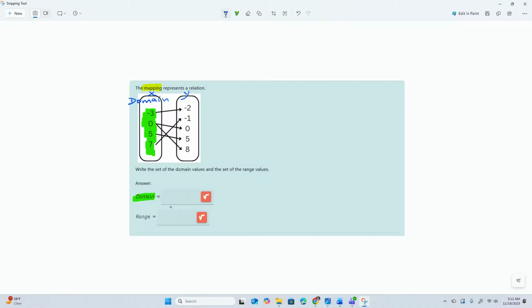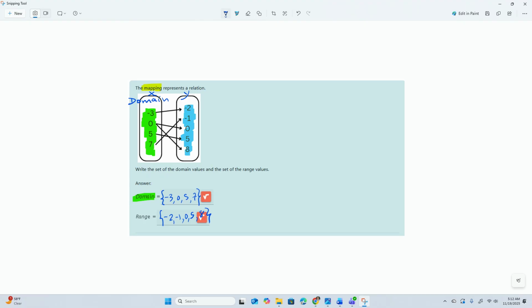Okay, so when you write your answer in here, you're going to put the braces. You're going to write -3, 0, 5, and 7. See, you're listing the numbers that are the X values, the domain values. And then the second oval, all of these numbers here are the range. So when you write your answer again, you're going to put it in between braces. -2, -1, 0, 5, and 8. Okay, and that's how you do problem number 2.